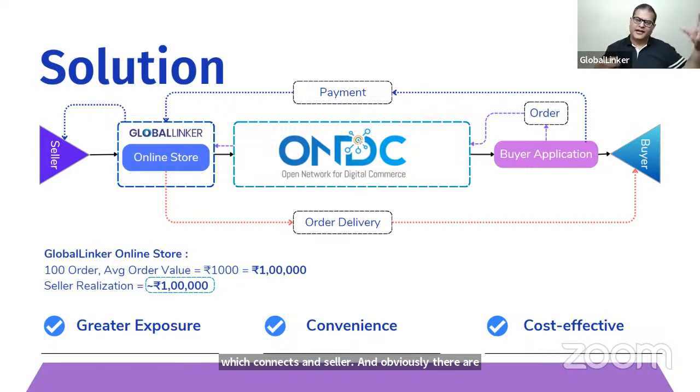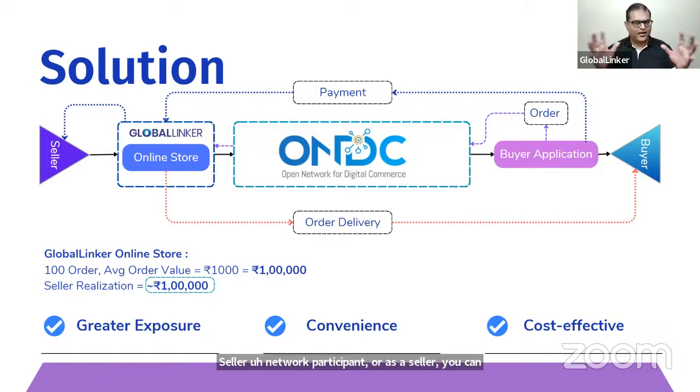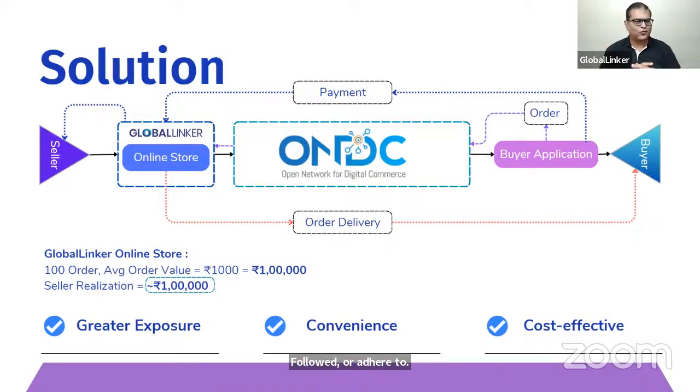So it is not like, as a seller network participant or as a seller, you can do anything and the buyer can do anything. No, there are rules of engagement, and everyone has to adhere to those rules, and only then are you able to participate on ONDC. You have to comply with a number of requirements, which we'll be discussing in the next few minutes. You have to provide all the required information. In simple terms, they have laid down very clear rules of engagement, and only if you adhere to them are you able to participate.